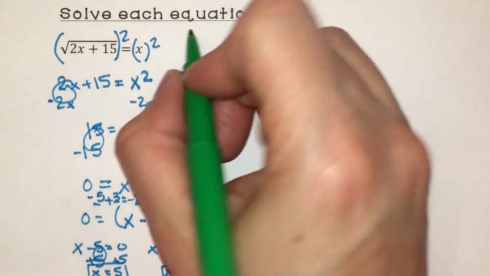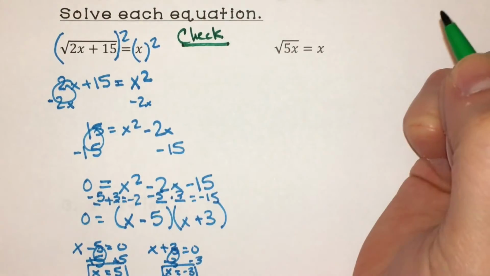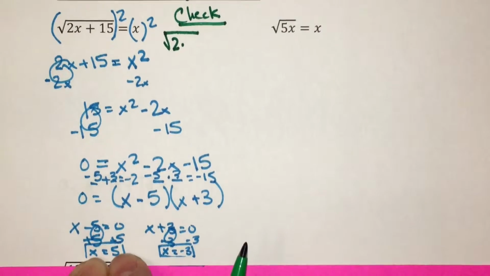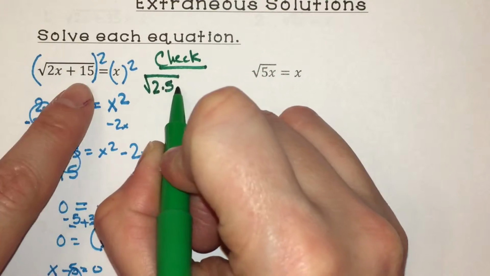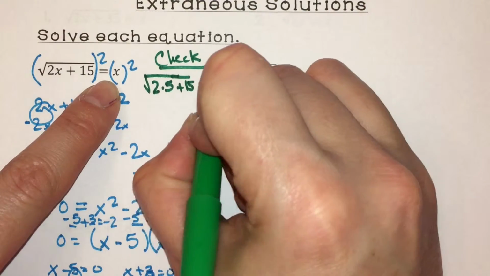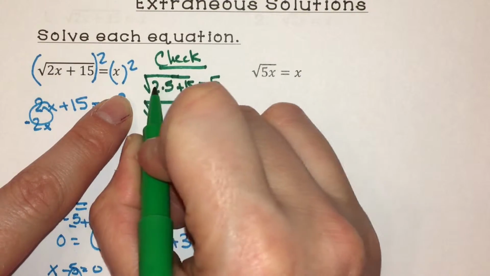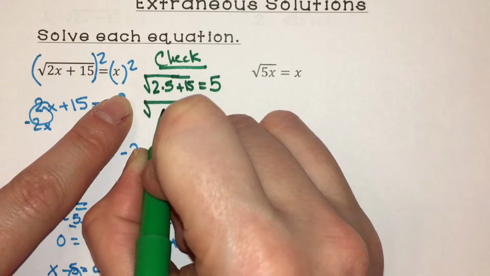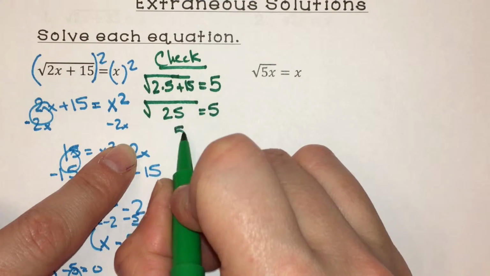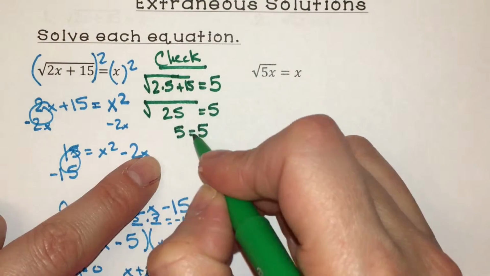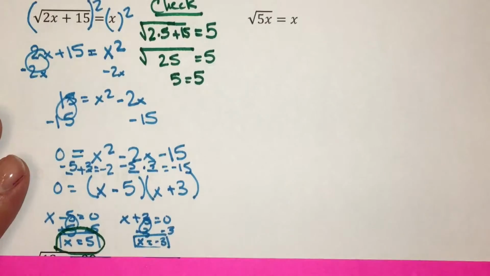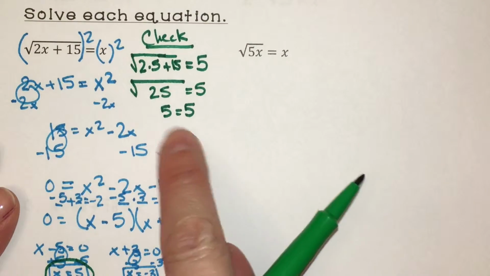I'm going to check right here. Okay, so I have the square root of 2 times my x value. I'm going to use 5 for the first one. 2 times 5 plus 15 underneath that square root is equal to x, which I said is 5. So we have the square root. 2 times 5 is 10, and 10 plus 15 is 25. So the square root of 25 is 5. So 5 equals 5. So the two sides are equal, that works. So I know that this is a correct answer. x equals 5. It worked, the two sides were equal.